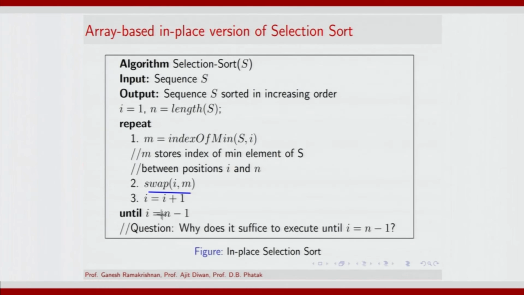An interesting point to note is the stopping criterion, which is I equals n minus 1. So by the time you have exhausted finding the minimum element between position I and the end, for I ranging from 1 to n minus 1, by the time I is n minus 1, you have already identified the nth element to be the largest element anyway. So the answer to the question, why does it suffice to execute until I equals n minus 1, is that the nth element has already been found to be the largest element in the array.